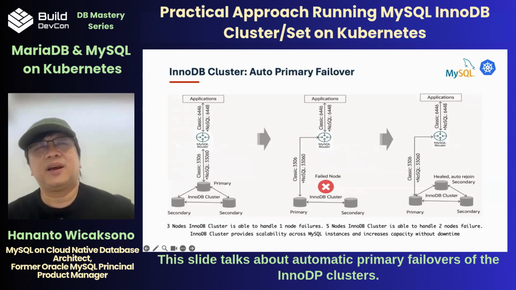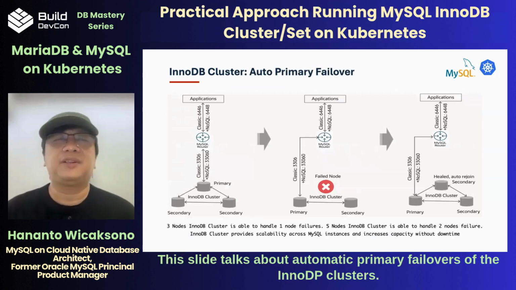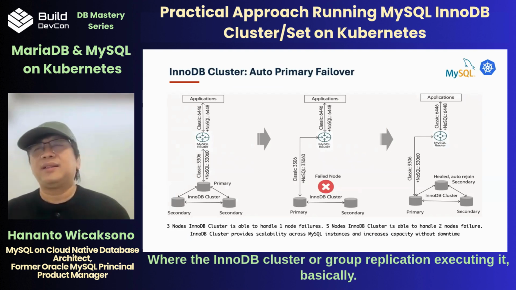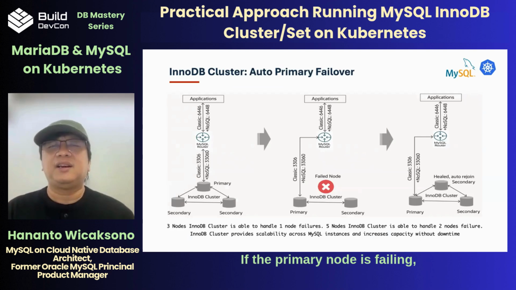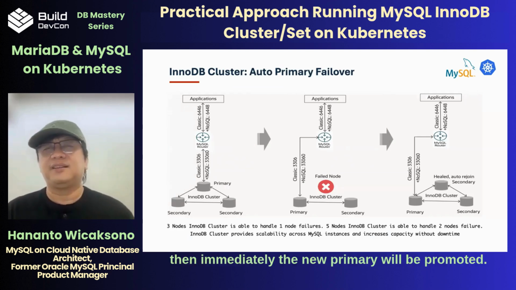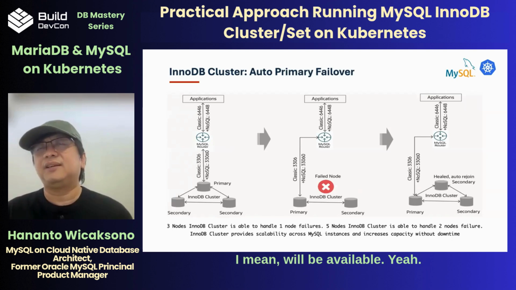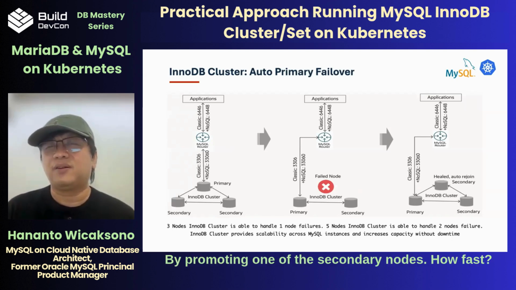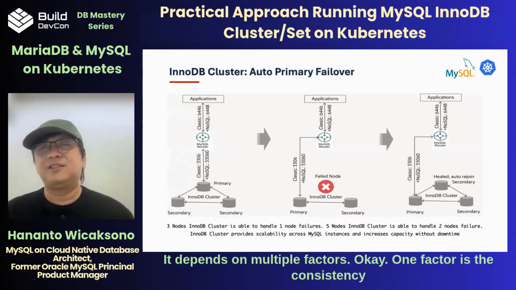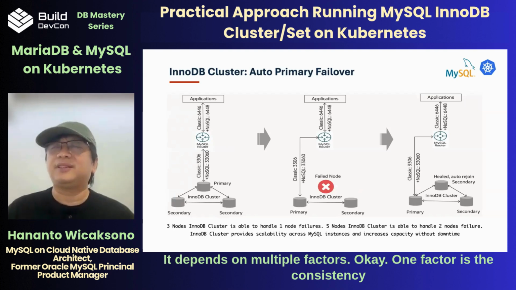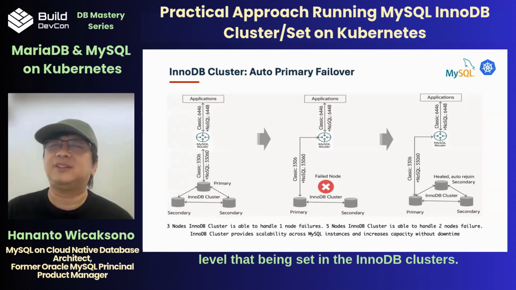This slide talks about automatic primary failover of the InnoDB clusters. Basically, if the primary node is failing, then immediately a new primary will be promoted. I mean, will be available, by promoting one of the secondary nodes. How fast depends on multiple factors. One factor is the consistency level that is set in the InnoDB clusters.